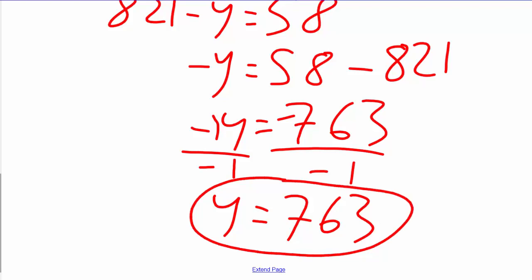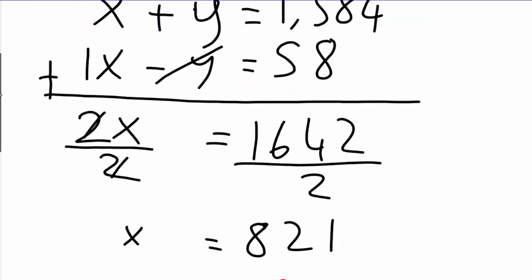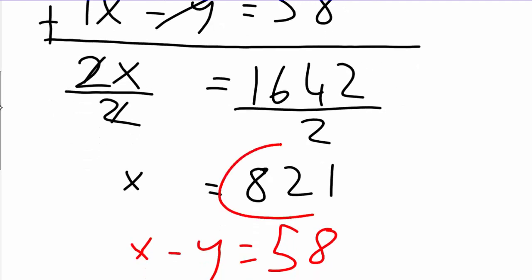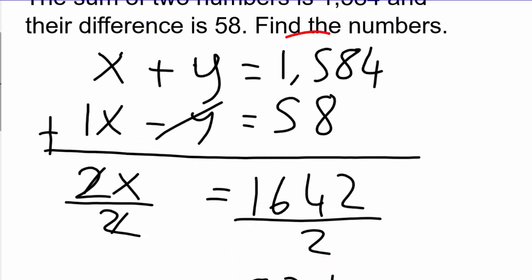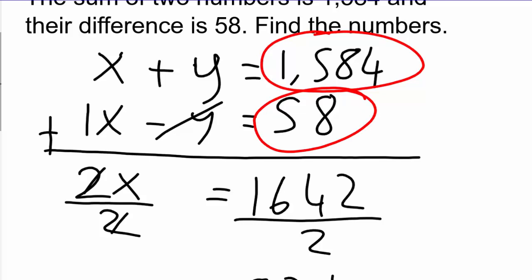So 763 plus 821. When you add them, you will get 1584. When you subtract them, you will get 58. I found the solution. Let's move on.